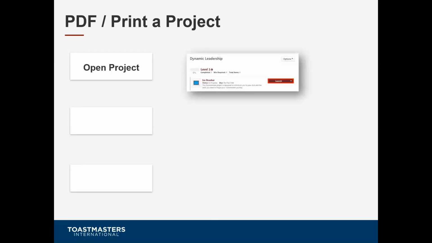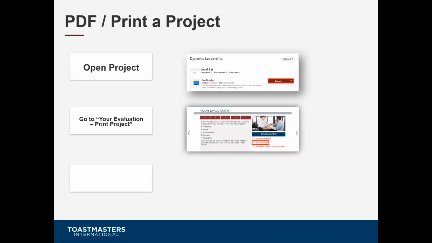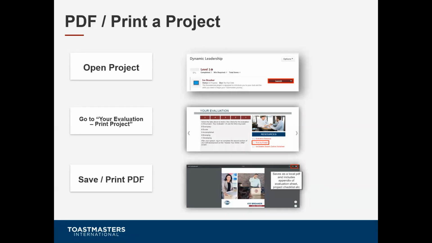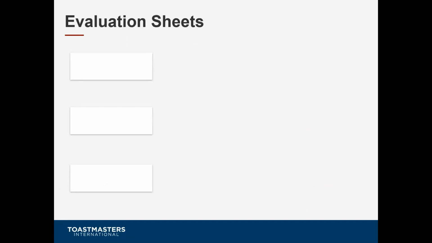You open the project from a projects page, go to the tab Your Evaluation and print the project, and this will open up a PDF. In the top right hand corner of the PDF, you can either save it as a PDF, and it will also include all of your evaluation sheets, your downloadable project checklists, or you can press print. So very simple, open the project, print the project, save the PDF.